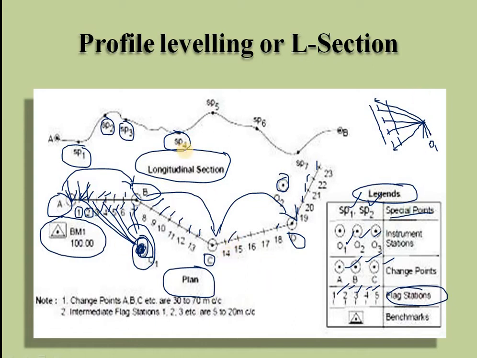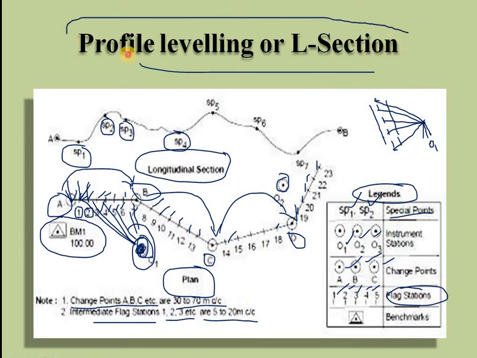So this is the process we can follow, and you can see here the note is given. Change points A, B, C etc. are 30 to 70 meters apart, and intermediate flag stations 1, 2, 3 etc. are 5 to 20 meters apart. So for each and every flag station point, whether 1 meter or 5 meter or 2 meter, it should be taken equally, following the alignment of the road or canal or railway track or any type of alignment. This type of work is profile leveling or L section.